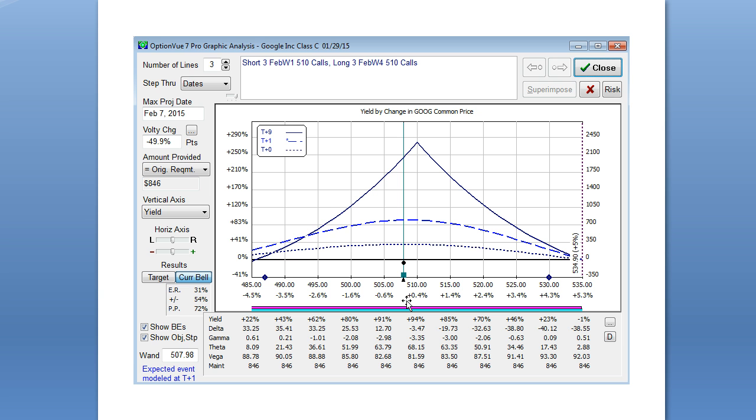Okay, another thing to look at is on the left side. Volti change, do you see that minus 49.9? Remember what that is? That is the number of the vol drop for the front expiration cycle that's affected by earnings here. And when you have a big negative number there, and you have expected event modeled at T+1 there, you know that that's related to earnings. And we can go and take a closer look here.